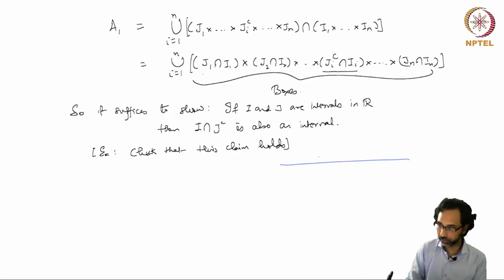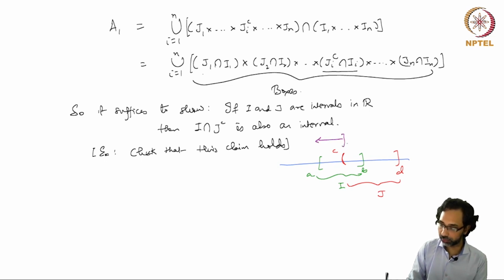So if you have I from A to B, and you have J from C to D like this. So this is J. Then I intersection J complement. So what's J complement? J complement is the region left of C and right of D. So I intersection J complement is simply the region from A to C.